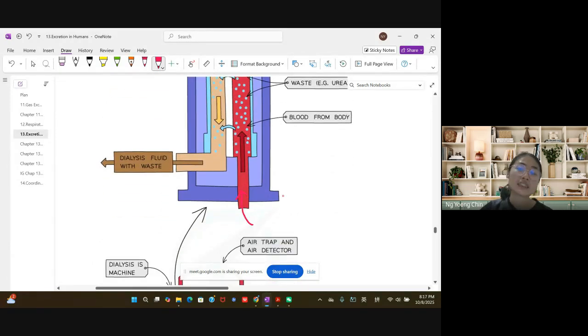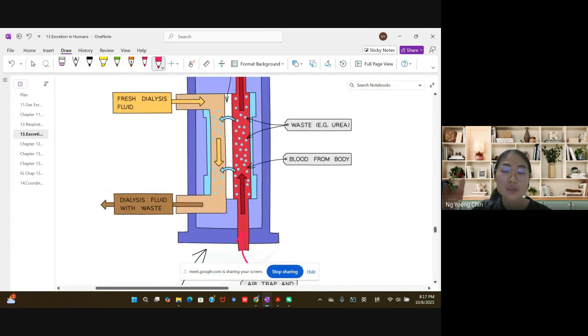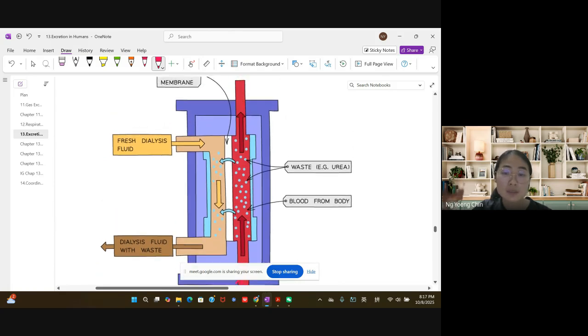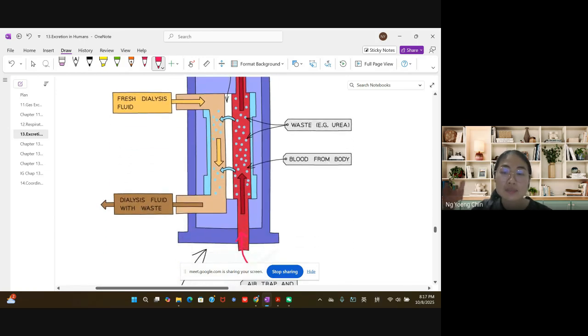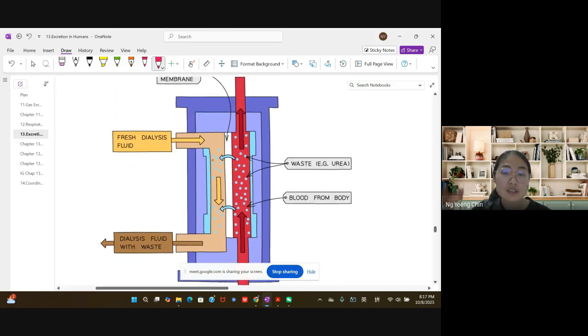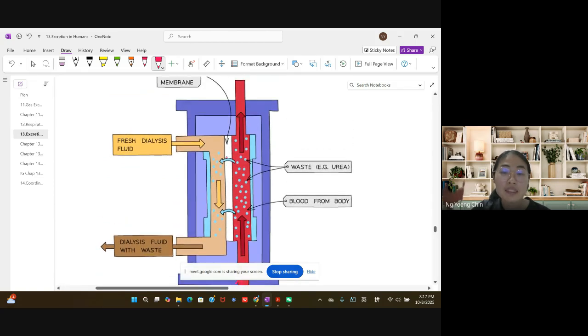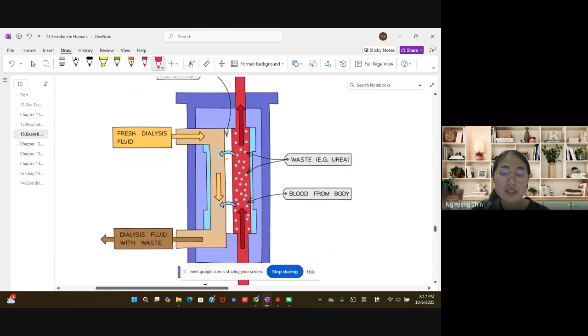I mean the renal artery. The renal artery will be connected to these sides, so they will help to pump the blood to enter into the dialysis machine, then pass through the machine and get out. So you can see it's very closely connected to this fresh dialysis fluid. So what happens is osmosis occurs, okay?